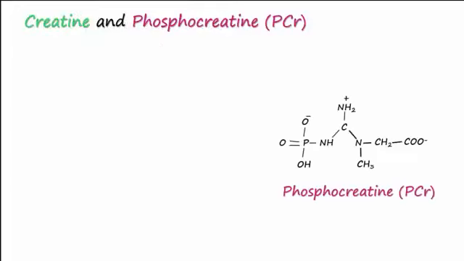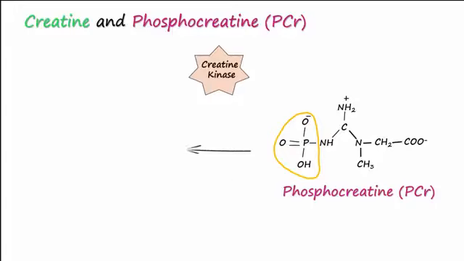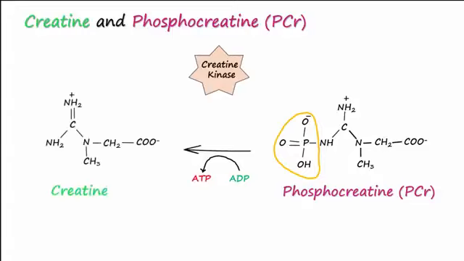Phosphocreatine is a creatine molecule with an attached phosphate group that is stored inside muscle cells and the brain. Phosphocreatine can be acted upon by the enzyme creatine kinase that quickly removes the phosphate from phosphocreatine and adds it to ADP to make ATP under anaerobic conditions. This reaction also yields creatine. Alternatively, when there's excess ATP, creatine kinase can remove a phosphate from ATP and convert creatine to phosphocreatine.